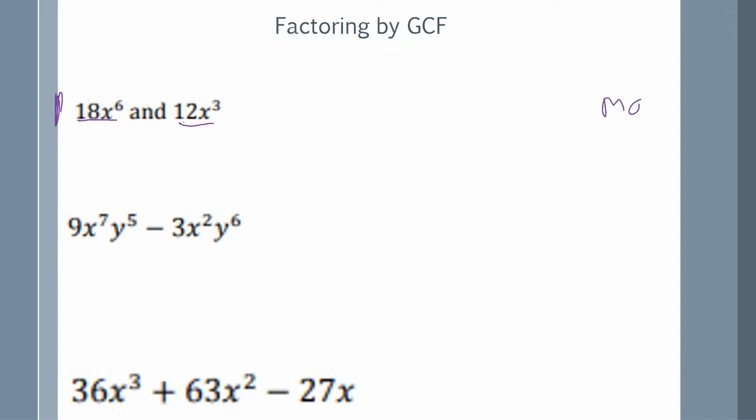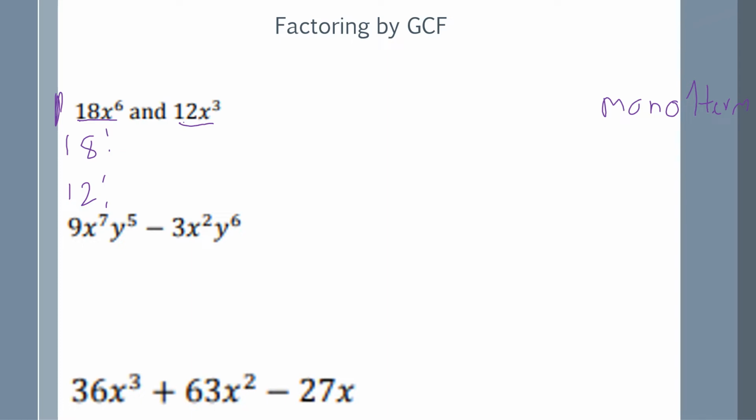Mono, because it's just one term. Mono means one. So what is the greatest common factor in terms of coefficients? And again, coefficient is the number in front. 18 and 12.